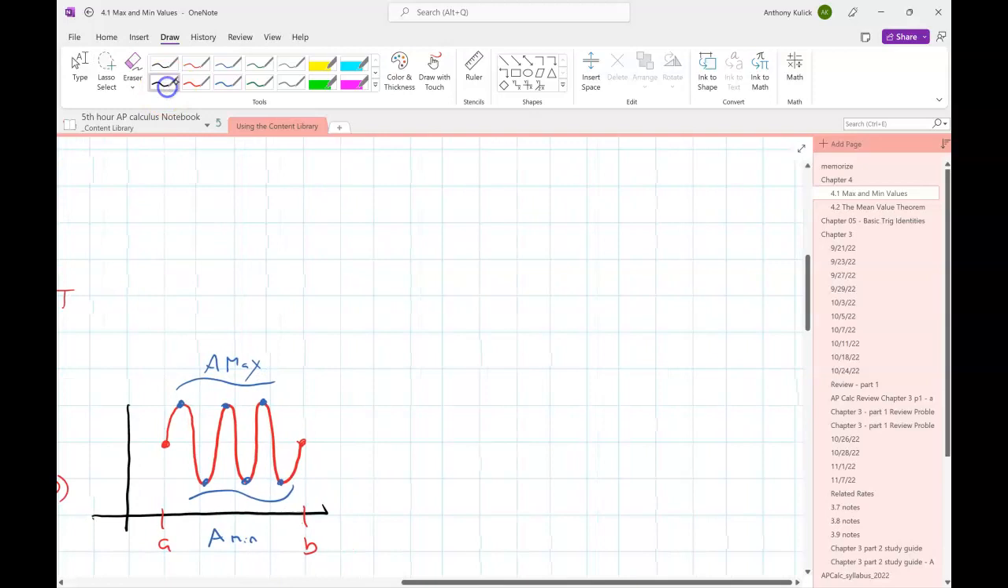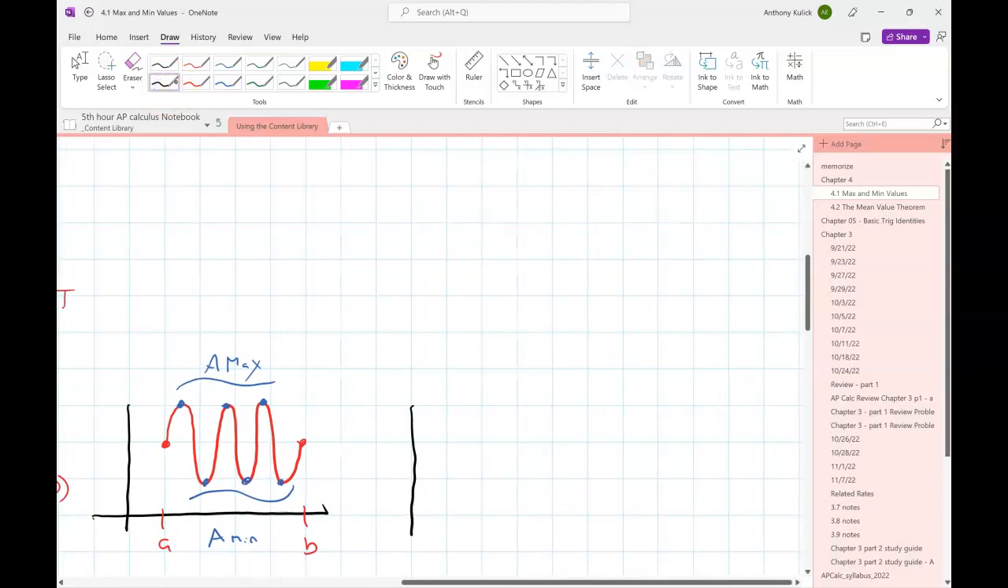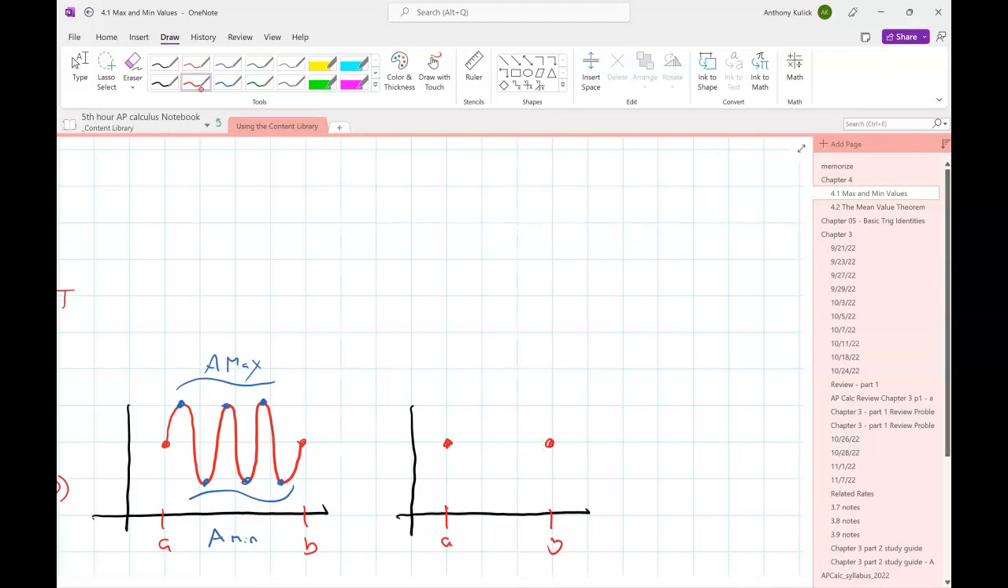Okay, Mr. Kulik, but what if it's just like a constant function, right? All right, so what? So what's that say? Every point on that segment would be an absolute minimum and also an absolute maximum, because any point on there, its y-coordinate is equal to every other y-coordinate. So it satisfies the requirements of an absolute minimum and also the requirements for an absolute maximum.